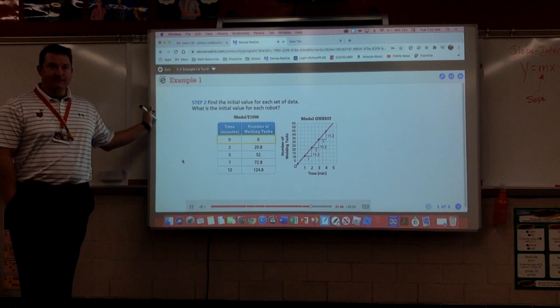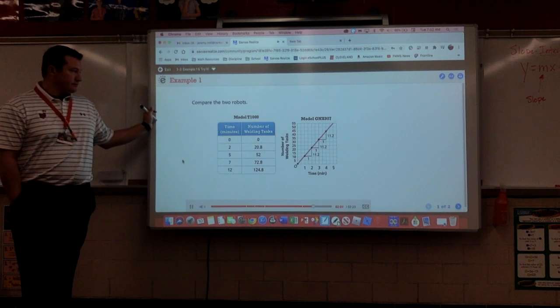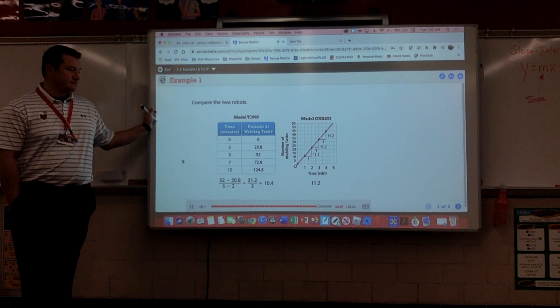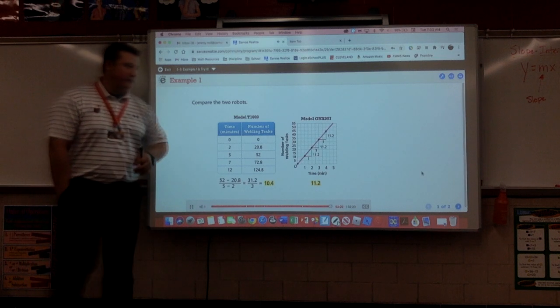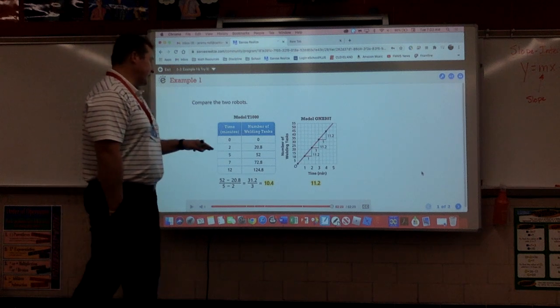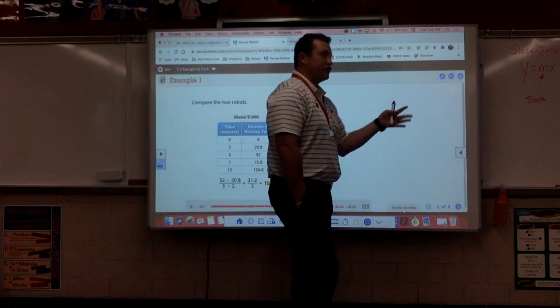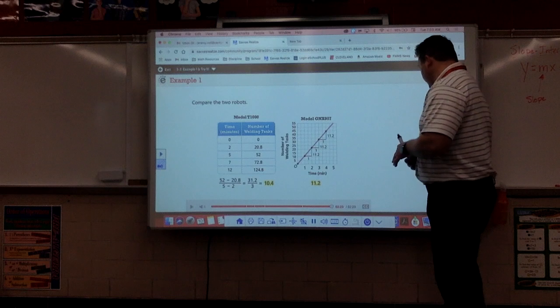Now compare the two robots. They have the same initial value, so the better robot has the greater welding rate. The Model GNX 007 robot has a greater constant rate of change, or welding rate. It can complete more welding tasks per minute than the Model T1000 robot. Now you have two ways to compare linear functions. What are the two ways? Well, we can look at rate of change or slope, and we can look at their initial values.